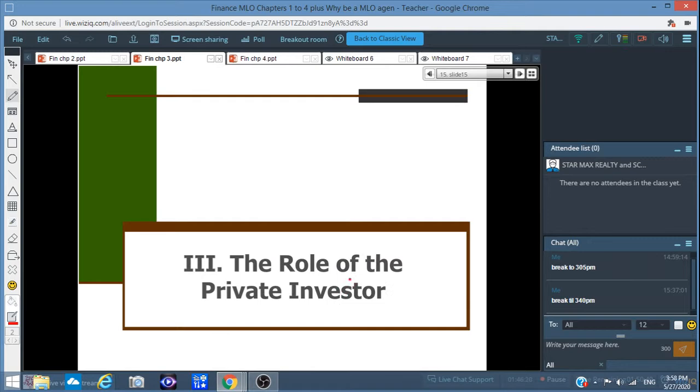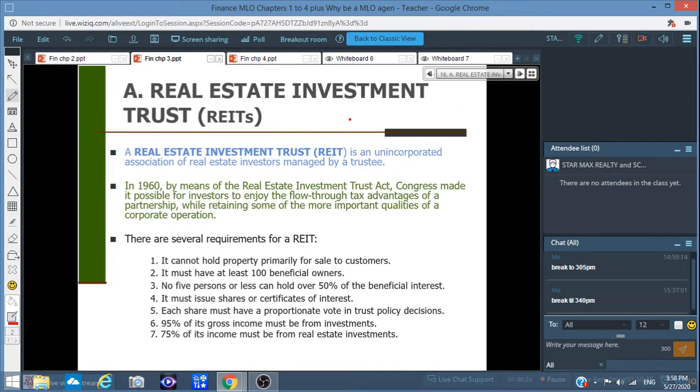The role of the private investor, right? This is our case, okay? And then we have the REITs, right?